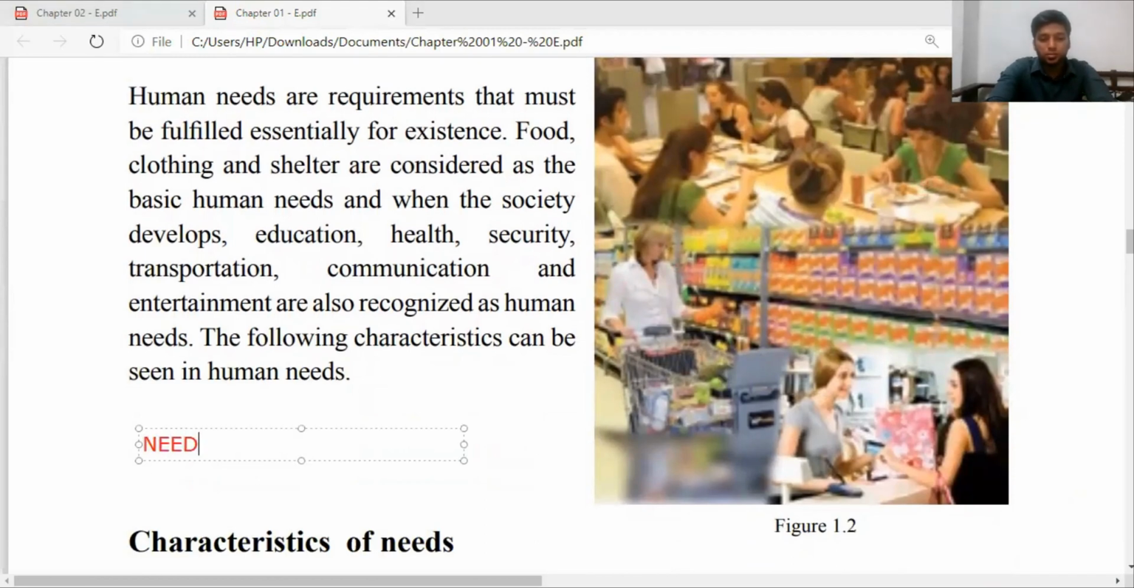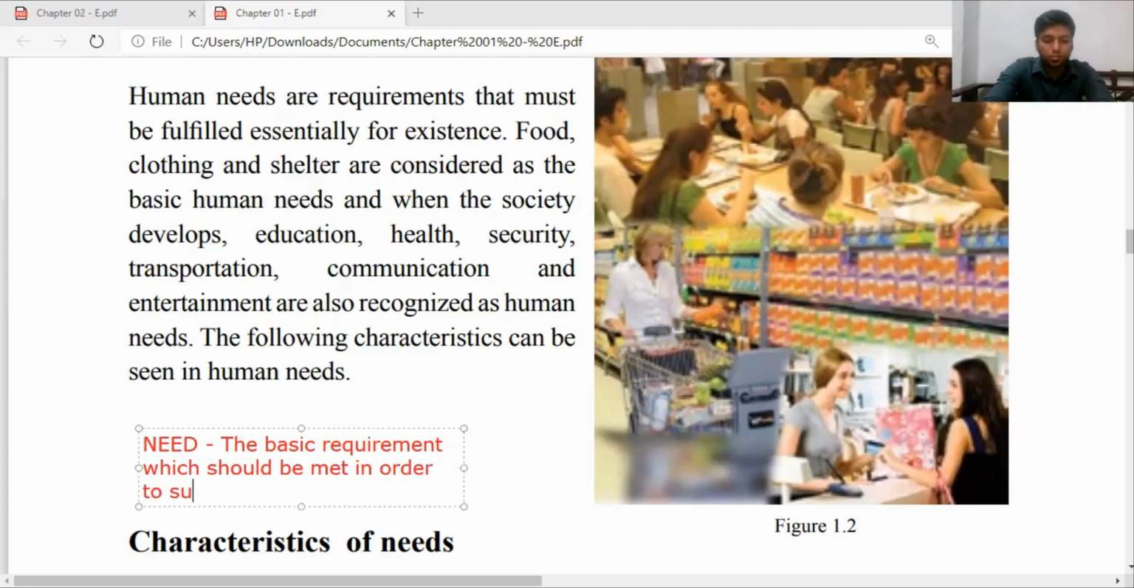So I can give the basic meaning of need, right? Need: basic requirement which could be met in order to survive. So you all understood what a need is, right? Need is about having the basics for you to move ahead. So let me move on to the point we want to discuss.